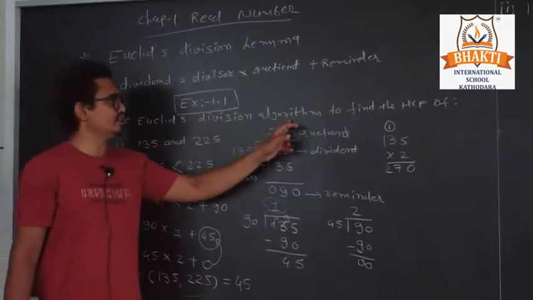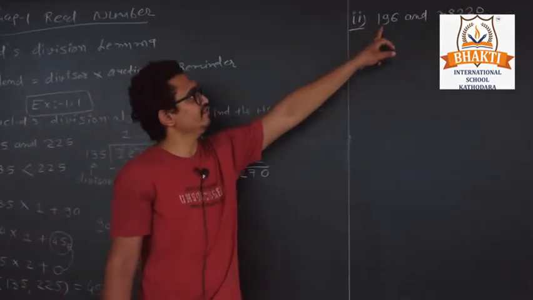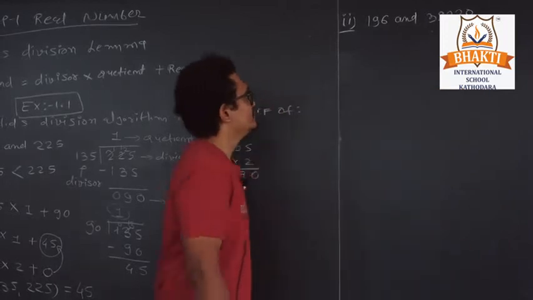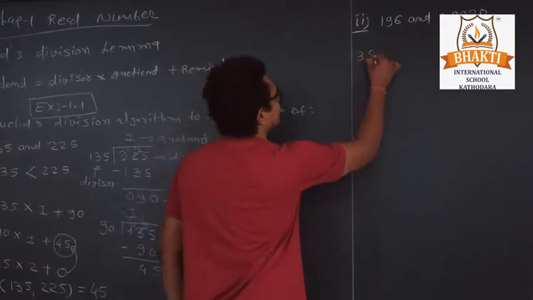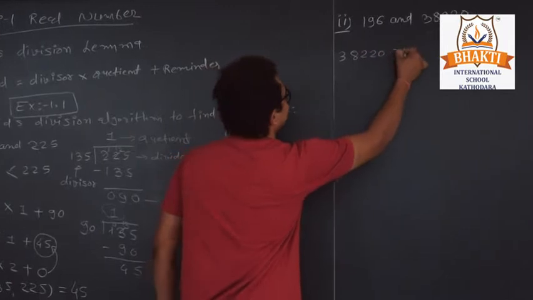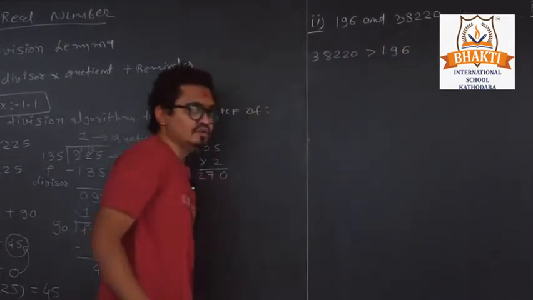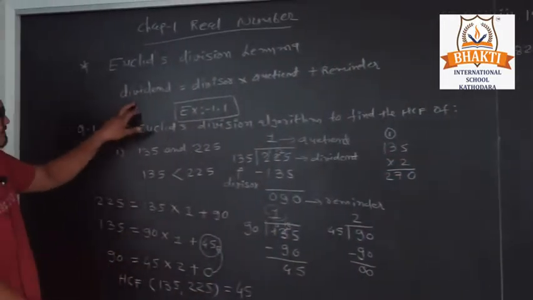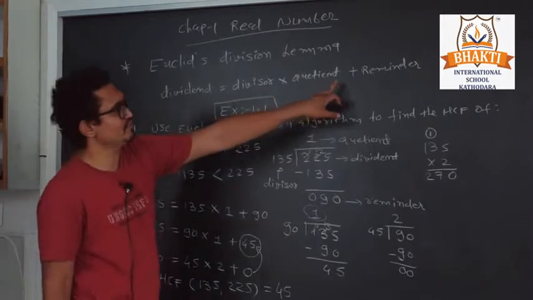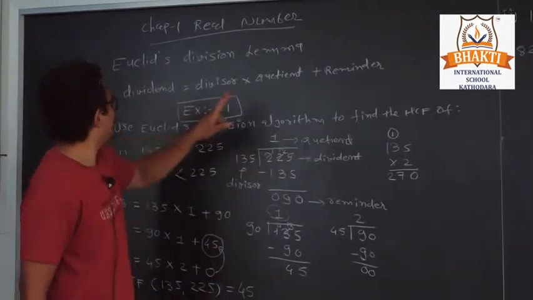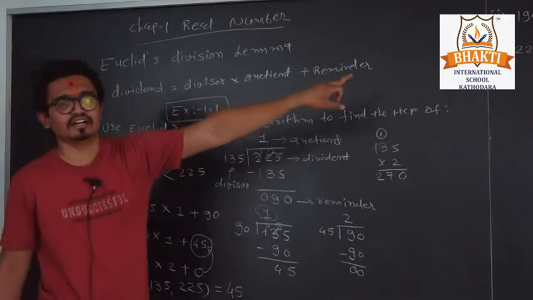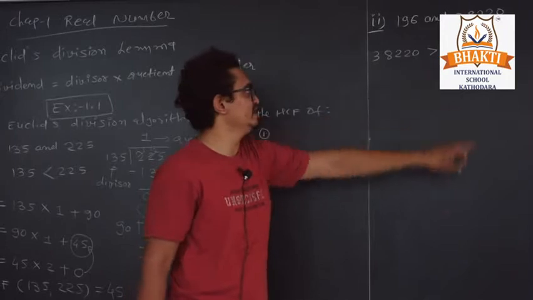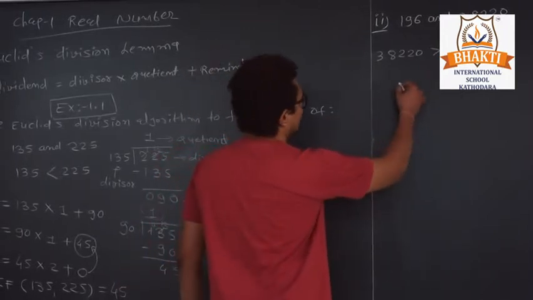Use Euclid's division algorithm to find the HCF of 196 and 38,220. So here, which is the greater number? 38,220 is greater than 196. So once again, first of all, we use the formula: dividend is equal to divisor into quotient plus remainder. So what is our dividend? 38,220. And what is our divisor? It will be 196.